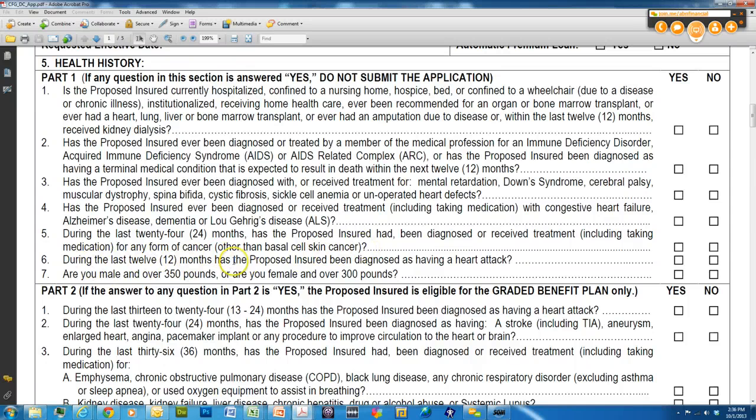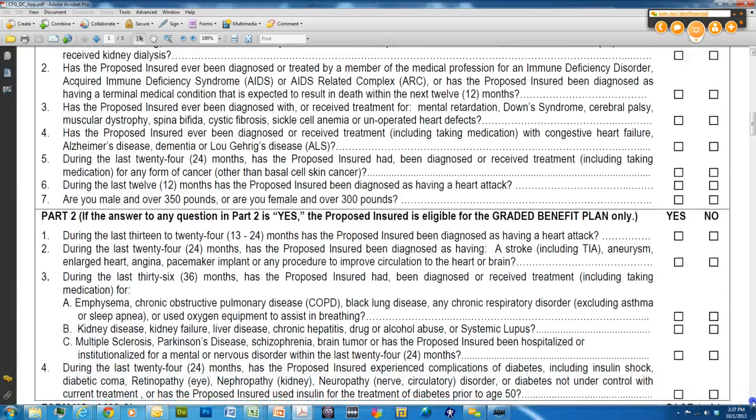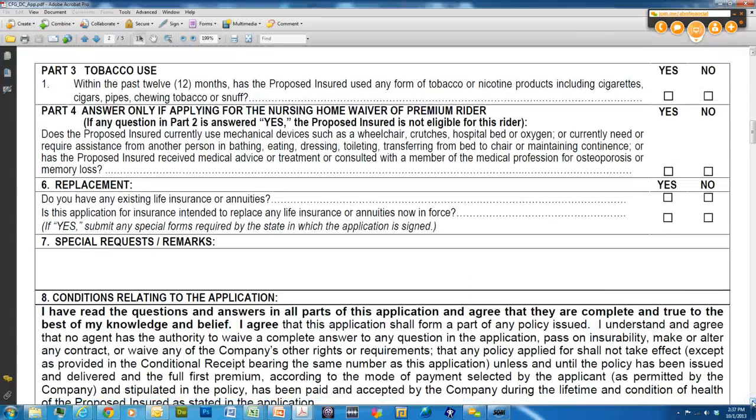During the last 12 months, has a proposed insured been diagnosed as having a heart attack? And then finally, the height and weight table is just a question. Are you a male over 350 pounds, or are you female over 300 pounds? Okay, so that's the knockout questions. If they answer no to all these, then we know they qualify for either Classic 1 or Classic 2. Part 2, the next section, determines whether it's Classic 1 full benefit or Classic 2 graded benefit.